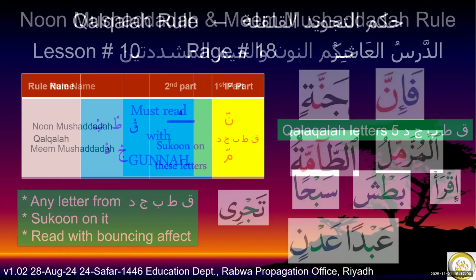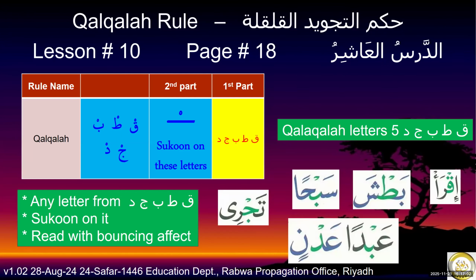So, any question? Ustad, can you please repeat again? Sorry. Iqra, batasha, sabha, abadan, adanin, tajri. All these letters have to be pronounced with qalqalah. So whenever these qaf, ta, ba, jim, dal have sukun on them, they should be pronounced with qalqalah, a little bit of bouncing, returning the sound. Other than these 5 letters, the remaining 23 letters should be pronounced without qalqalah.